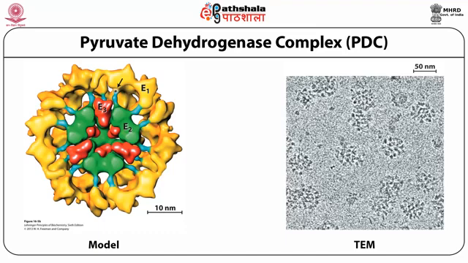The above figure shows a transmission electron micrograph of localization of the pyruvate dehydrogenase complex. You can see in the figure several parts of the enzymes indicated in different colors. A red color shows the part of enzyme 1, green color shows enzyme 2, and yellowish color shows enzyme 3.